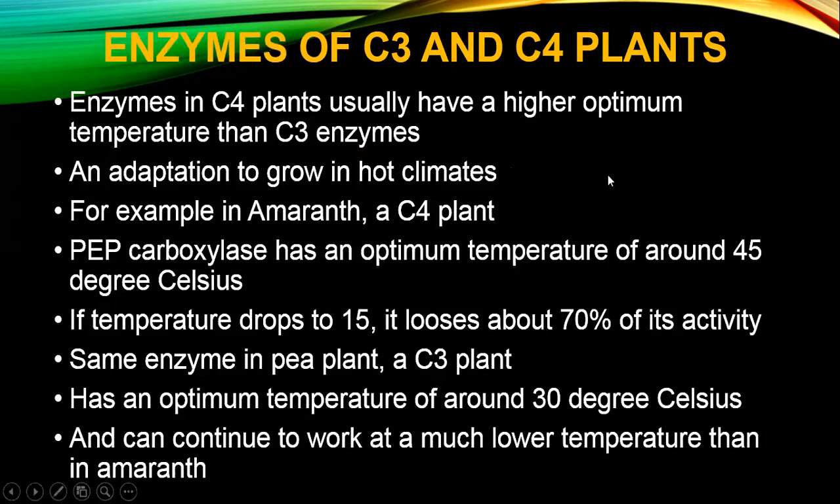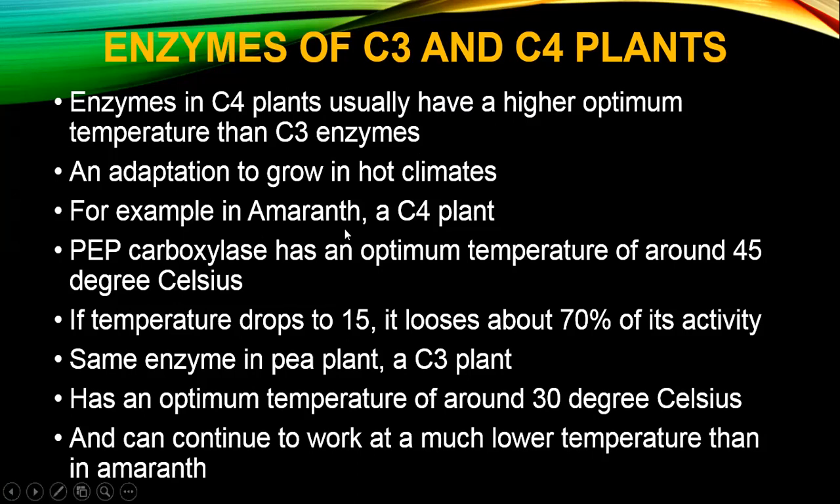One more thing, enzymes of C3 and C4 plants are also different. Enzymes in C4 plants usually have a higher optimum temperature than the C3 enzymes. That is once again an adaptation to grow in hot climates. Obviously, if the enzymes have a lower optimum temperature and the plant is growing in a hot climate, that enzyme is going to get denatured. So enzymes in C4 plants have a higher optimum temperature, and this adaptation helps them grow in hot climates.